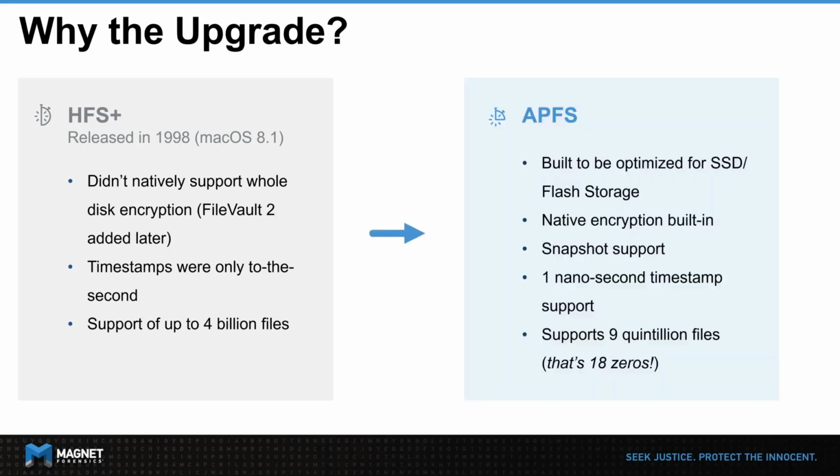HFS needed that upgrade. So APFS is built to be optimized for SSDs, for flash storage. It has native encryption built in. We have snapshot support, which we'll talk about later on as well. We have 1 nanosecond timestamps now, so much more granular than the to-the-second timestamps of HFS. And then support for up to 9 quintillion files. So, tack 18 zeros onto a 9, and that's quite an extensive upgrade from 4 billion files. I'll be curious to see how long before we start hitting near that number, but I assume it's going to be a little bit.